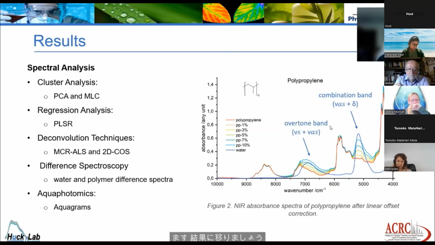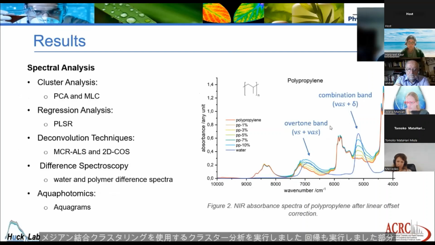Let's move to the results. The spectra analysis was performed with several methods. Firstly, we performed cluster analysis, where we used the principal component analysis and the median linkage clustering. We also performed regression analysis in the form of the partial least squares regression. As deconvolution techniques, we utilized the multivariate curve resolution alternating least squares and the two-dimensional correlation spectroscopy.